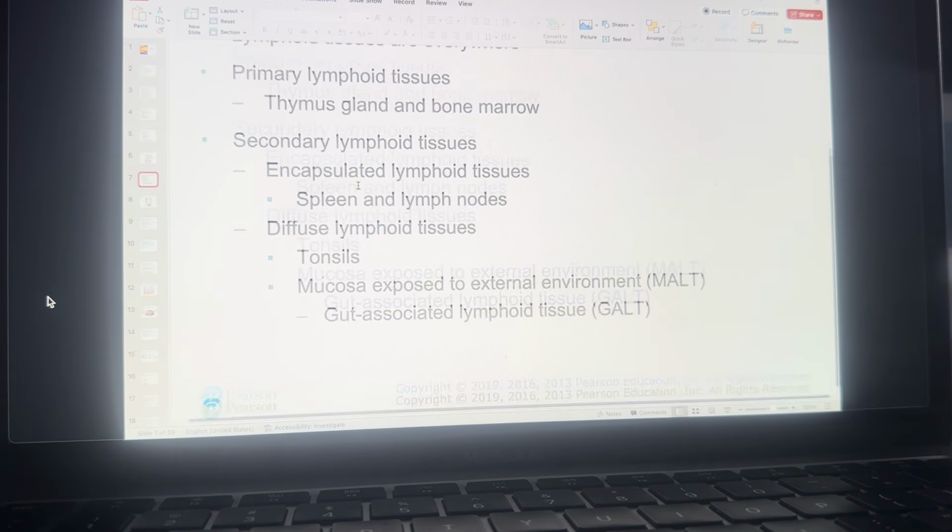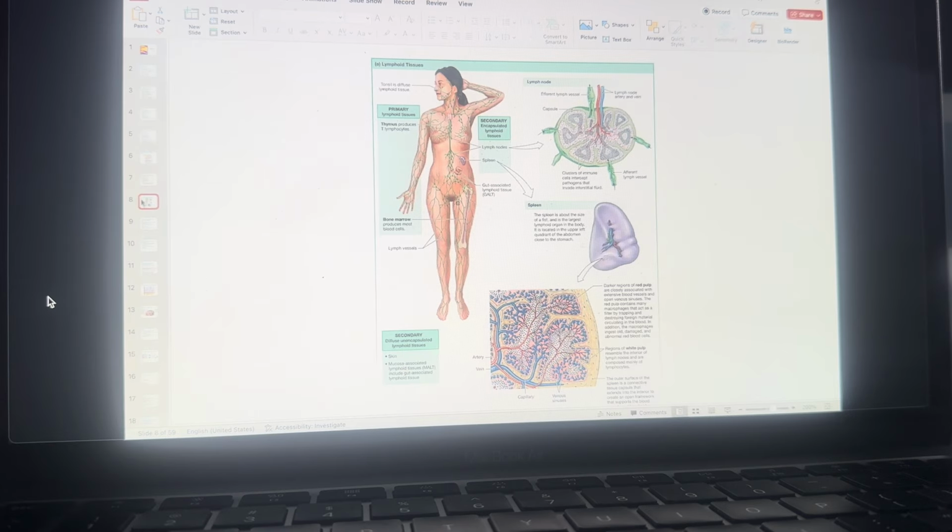All right. We talked about the lymphoid tissues, right? What are the two primary lymphoid tissues?